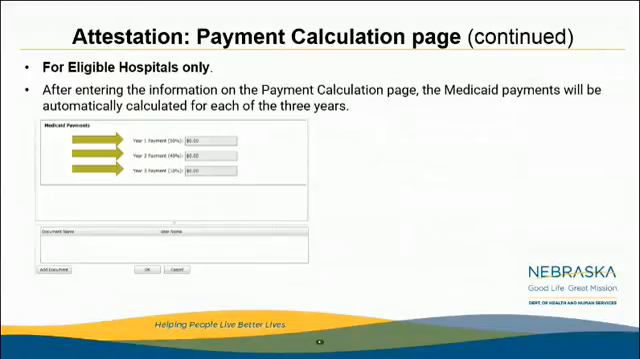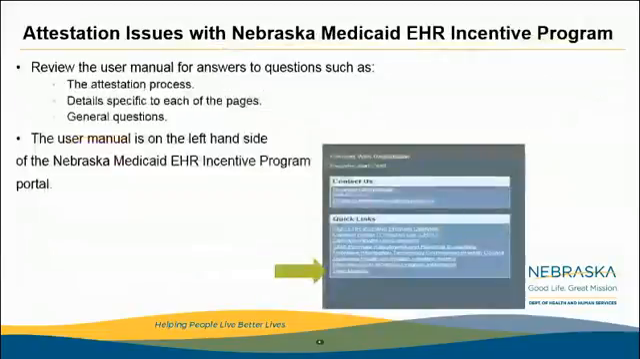A little bit more about the payment calculation page. After you enter the information on this page, the Medicaid payments will be automatically calculated for each of the 3 years where the green arrows are pointing. Review these payments, and please note that the payments are split over 3 years for the hospitals. The first year is 50% of the total payment, the second year is 40%, and the final year is 10%. Next slide, please.